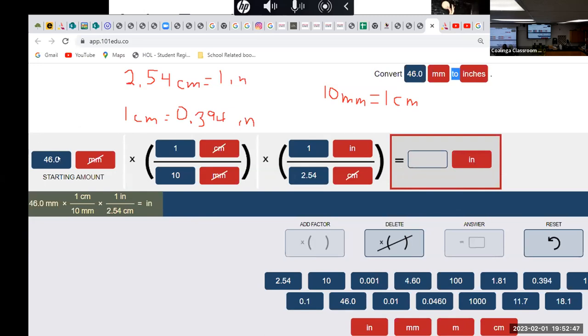So if we multiply across, we have 46 times 1 times 1, which is just 46. And then we're going to divide it by 10. And then we're going to divide it by 2.54. What did you guys get? Is it a choice? 1.81? 1.81.